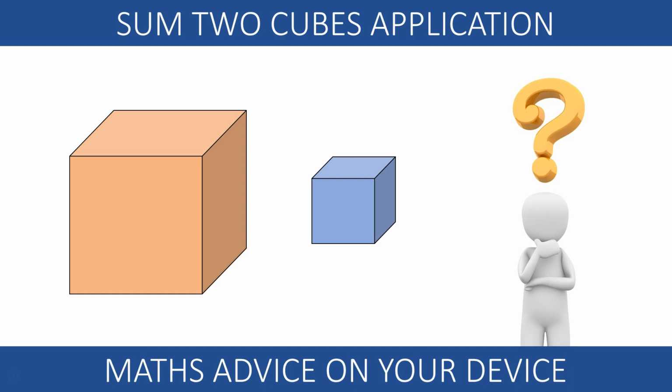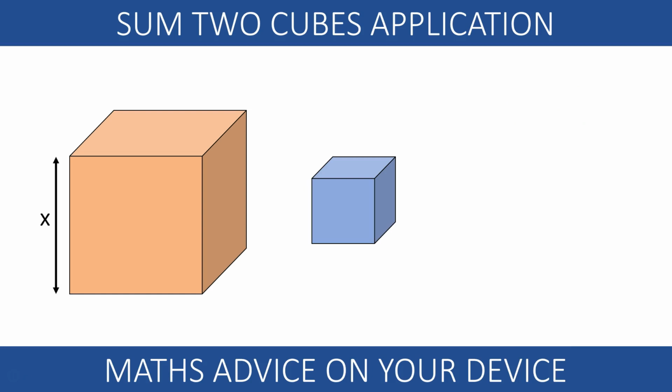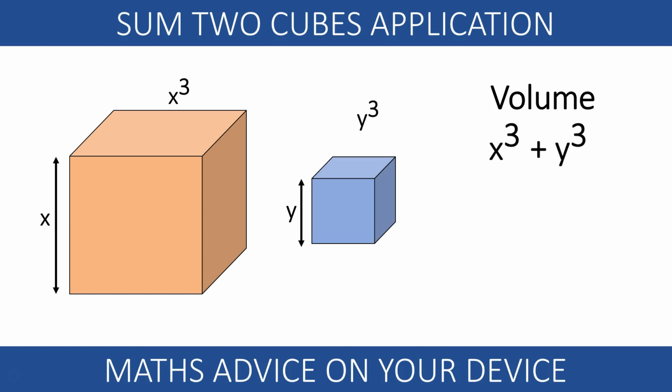So we have a cube with sides length x. The volume is x cubed. We have a second cube with sides length y. The volume is y cubed. The sum is given by the expression x cubed plus y cubed.